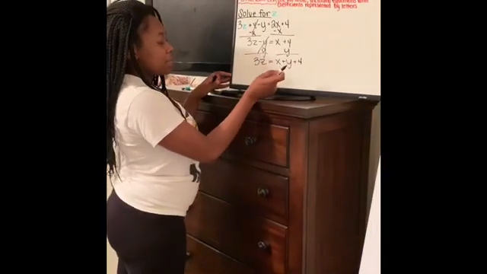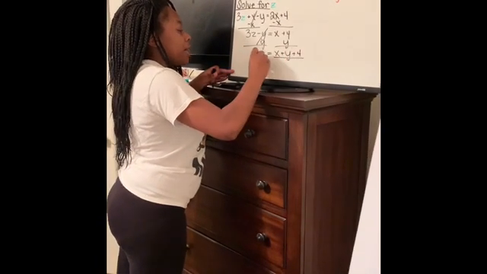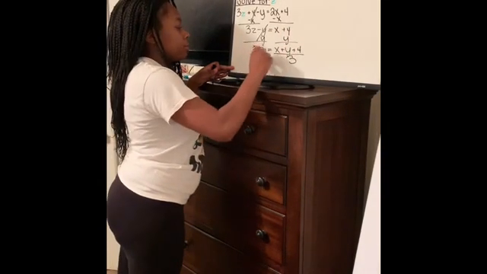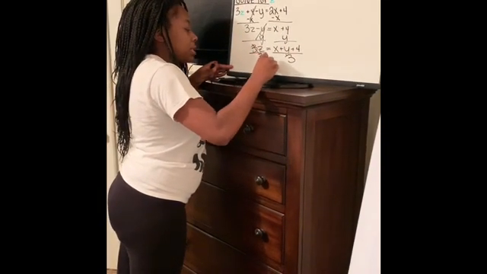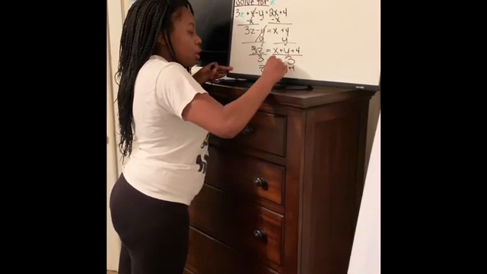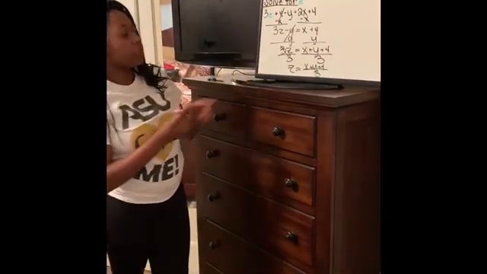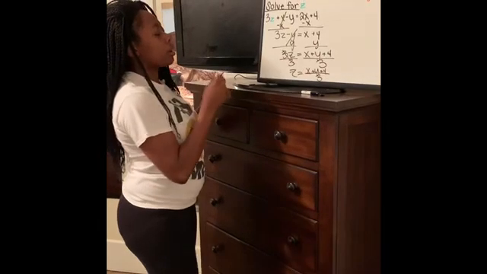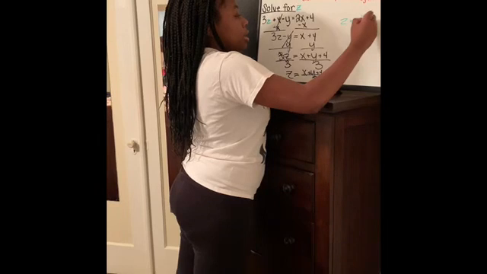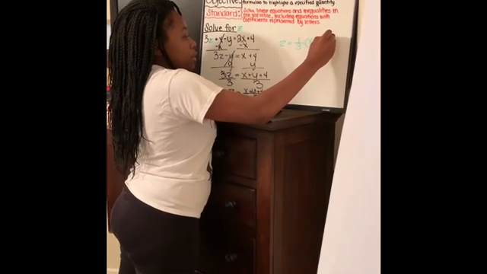We have 3 times z here, and to undo multiplication, we have to divide. So, we're going to divide 3 over here and divide this whole thing by 3. These 3's cancel out, and we're left with z equals x plus y plus 4 over 3. Now, there's 2 ways you can write this answer. You can leave it like this, or you can write it as z equals 1/3 times the quantity x plus y plus 4.